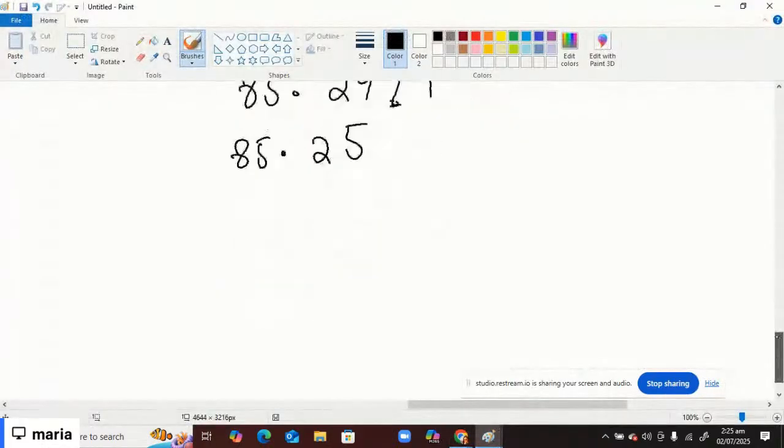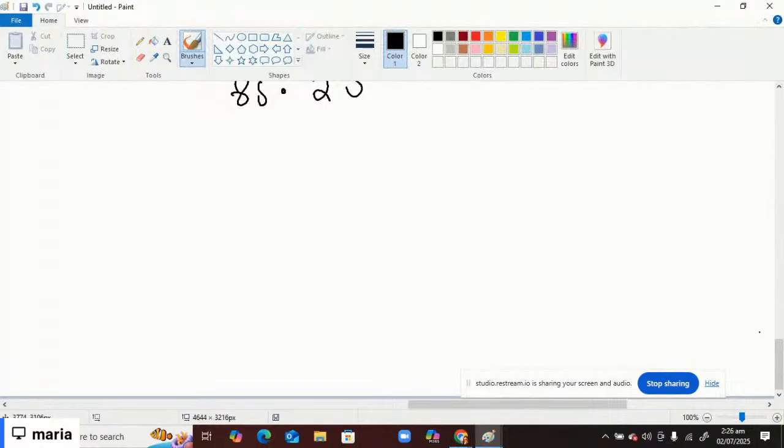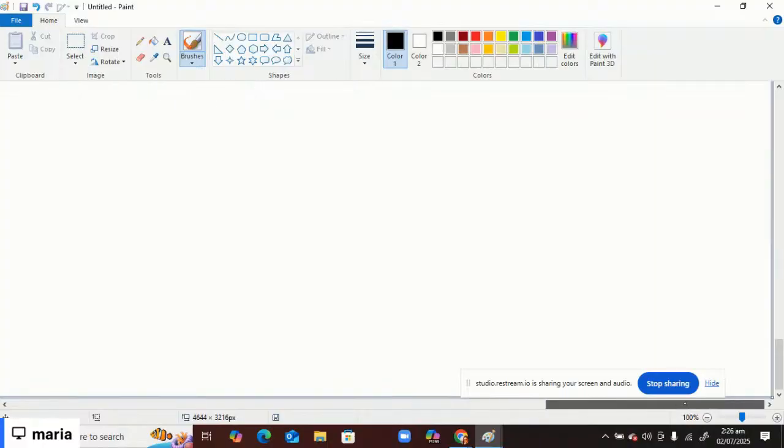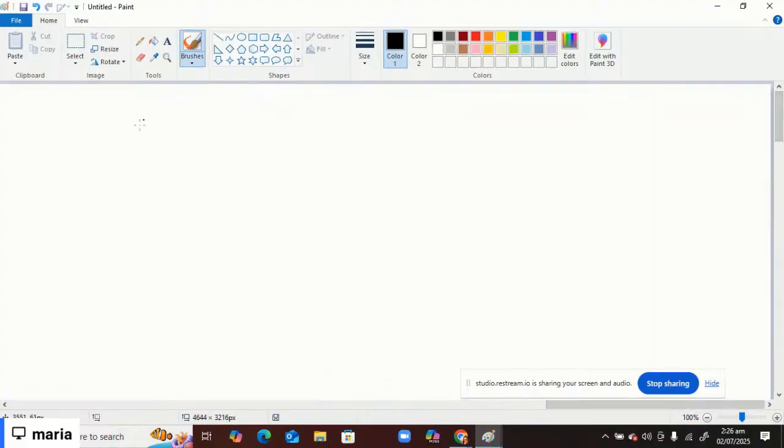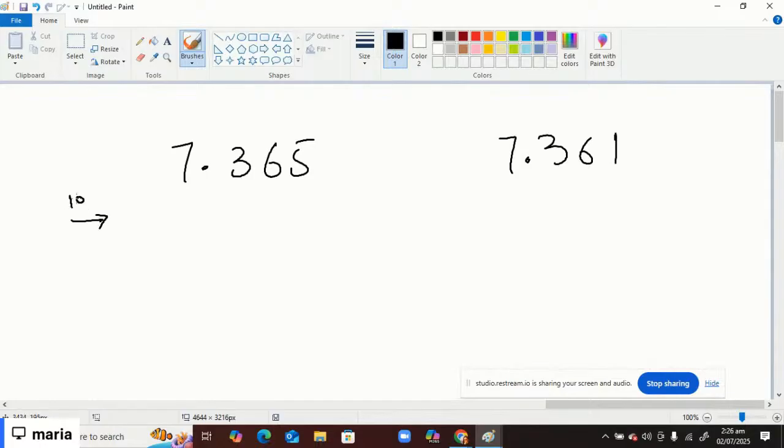Okay, this is basically rounding decimals to the nearest 10th place. We already discussed rounding decimals to the nearest 100th place. I'm going to repeat it again here for more practice. I'm going to write down the numbers here, 7.365 and 7.361. For rounding to the 10th place, first of all we check the 10th place. So 7 point, this is the 10th place digit, this is 6.